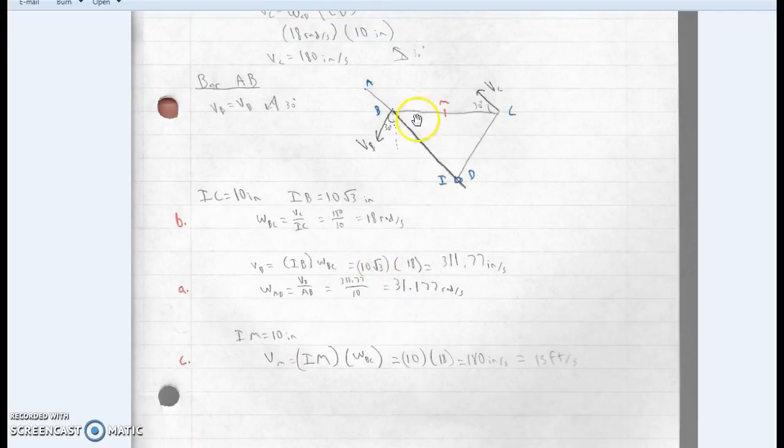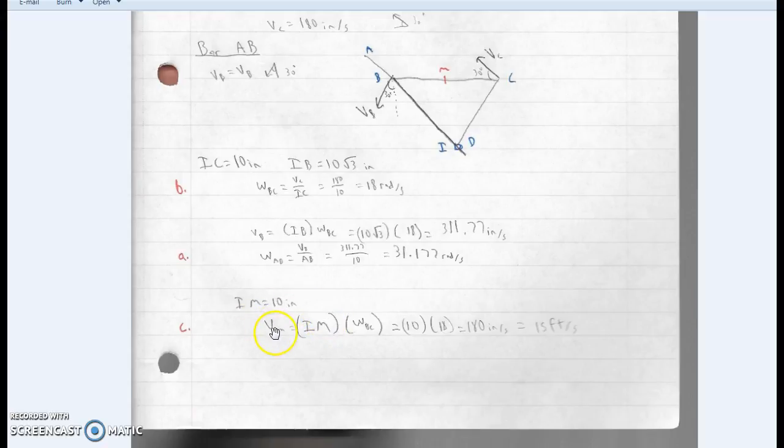And the last part, C, you have to find the velocity of M. So the M, the midpoint of BC, is right there. The distance is half of BC, which is 10. So it's just easy. The velocity is the length times omega, and since we have both of those, it's easy to calculate. So it's 10 times 18, which is 180 inches per second, which is equal to 15 feet per second. And that's all there is to this problem.